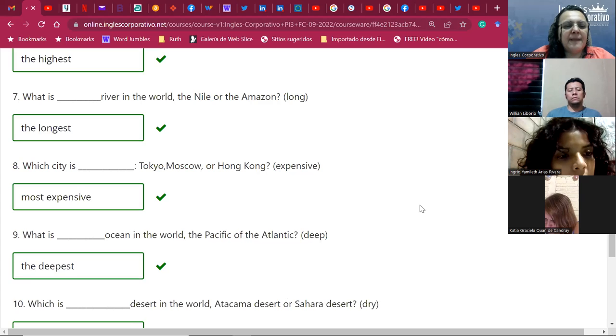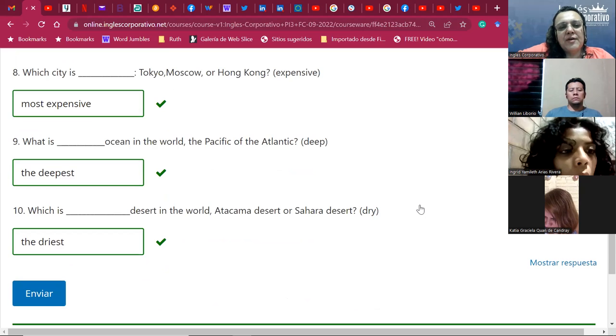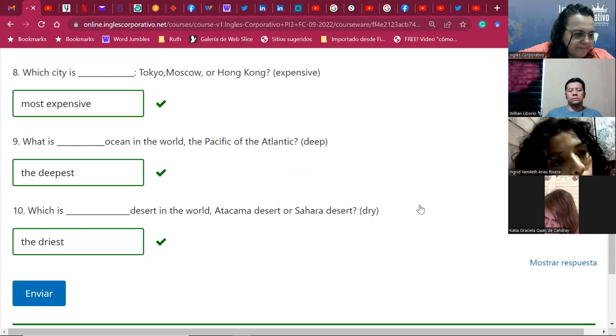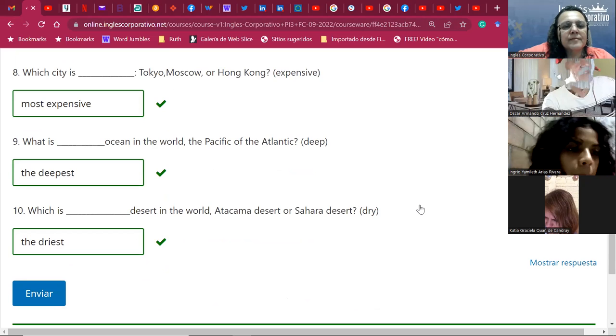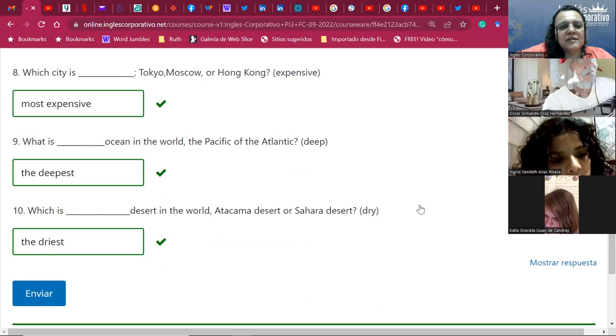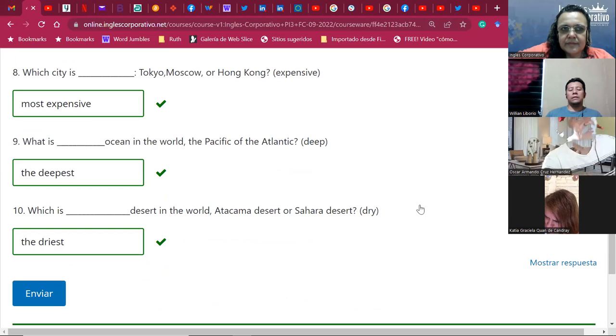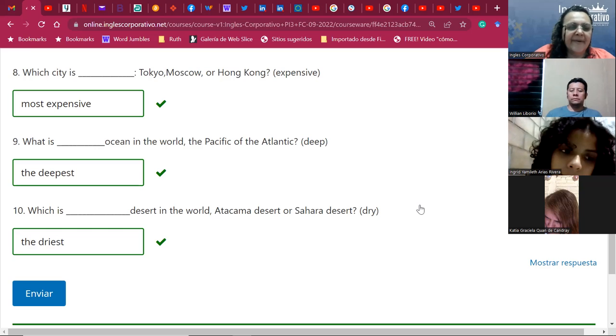What is the deepest ocean in the world? The Pacific or the Atlantic? Which is the driest desert in the world? Atacama Desert or Sahara Desert? Okay.